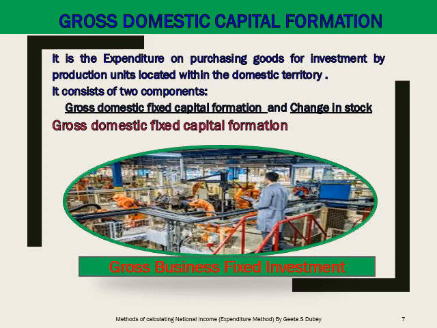Children, gross domestic fixed capital formation is again classified under three heads. The first, as you can see on screen, is gross business fixed investment. It is the amount which business units spend on purchase of plants and equipment. It is gross in nature, that is, it is undiminished by consumption of fixed capital.